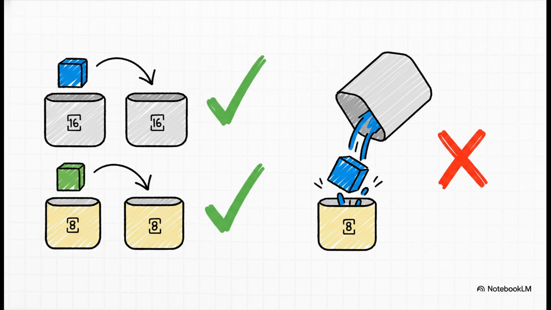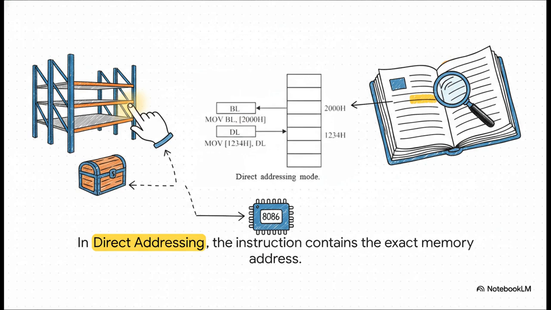It just won't fit. Okay, so this brings us to direct addressing. Now, the instruction gives the CPU an exact memory address, kind of like a specific shelf number in some massive warehouse. So when you see MOV BL, [2000H], it's basically saying, go to memory location 2000 hex, grab the byte of data you find sitting there, and stick it in the 8-bit BL register. The address is given directly in the instruction.